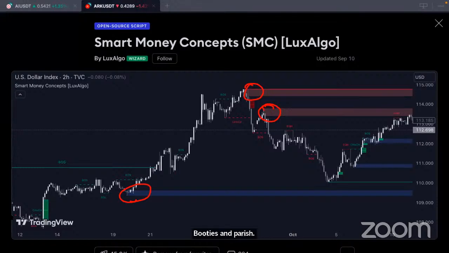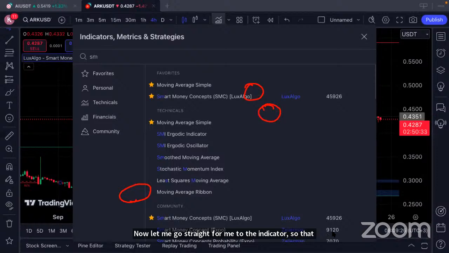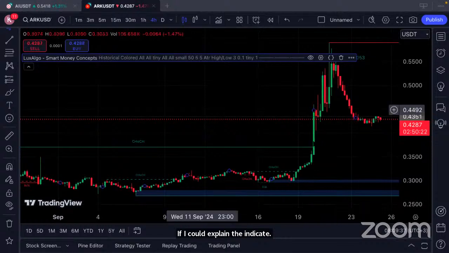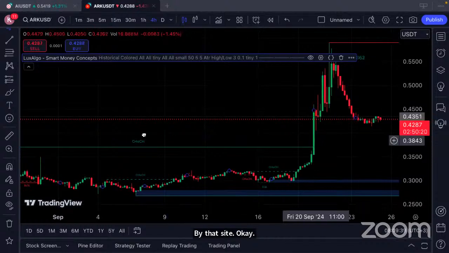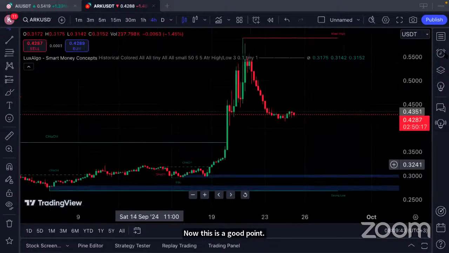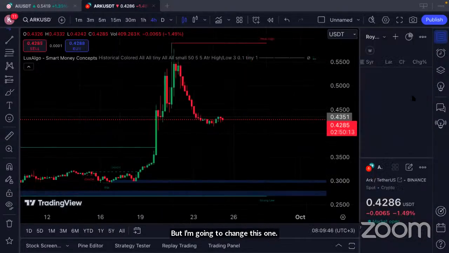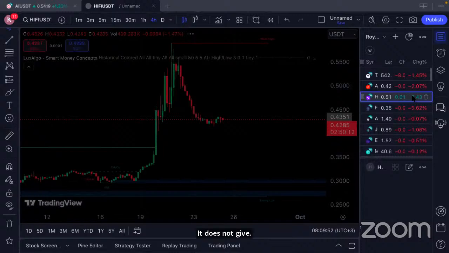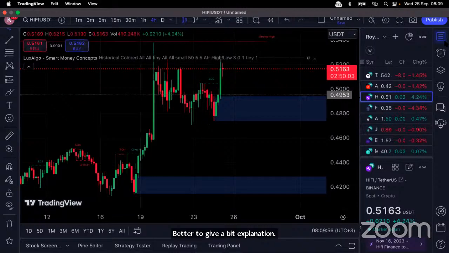Okay? Now let me go straight to the indicator so that I do not speak a lot of ununderstandable things, and I try to see if I can explain the indicator better that way. Now this is a good coin, but I'm going to change it because of its moves. It does not give a better explanation since I'm now teaching. All right, so I widen my chart.